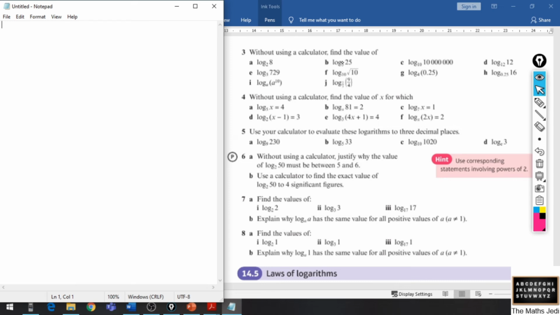So B, for example, we've got a base of 5, an outcome of 25. 5 raised to what power makes 25? Well, we know that's 5 squared, so we know this one is 2. Similarly over here, we've got log of base a. The outcome is a to the power of 10. So a to what power makes a to the power of 10? Well, it's just 10. So we know that's going to be 10.